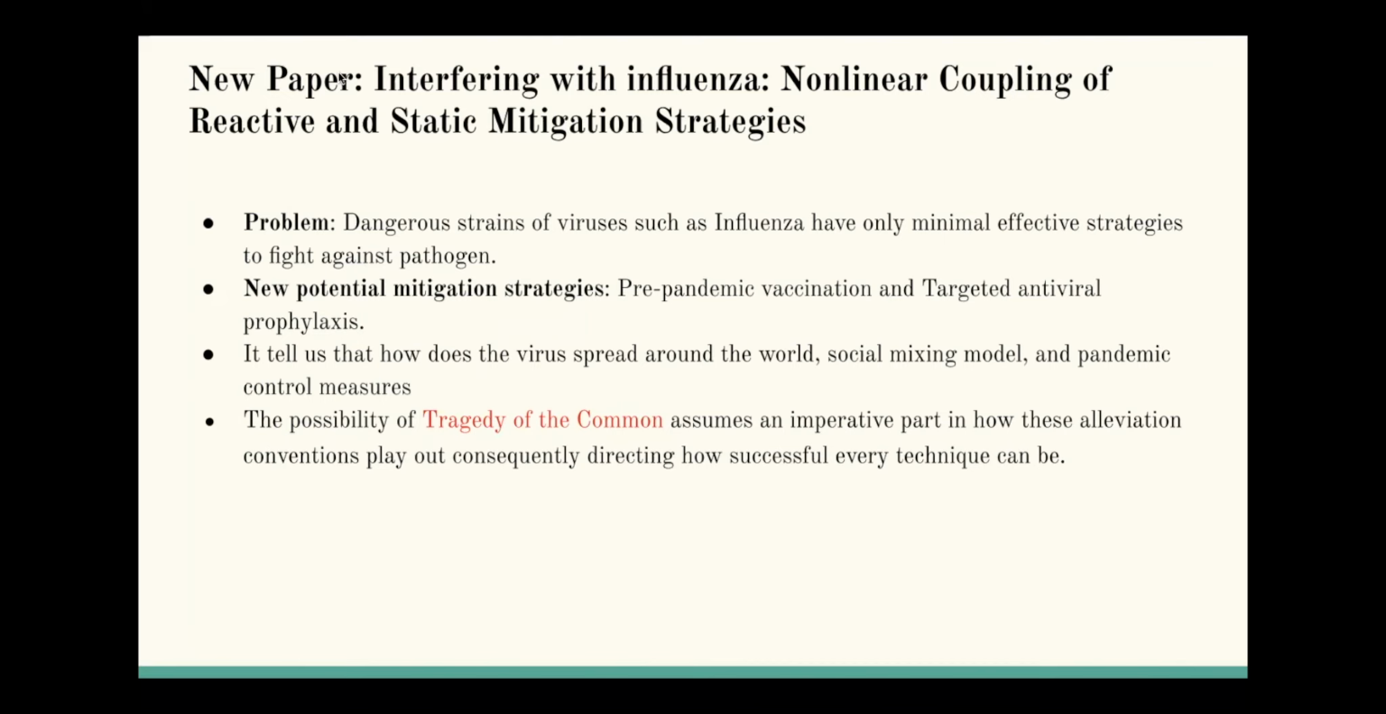In this paper, the researchers developed an intricate model relating to a simulated influenza pandemic in Australia that involved integrating a combination of pre-pandemic vaccinations and targeted antiviral prophylaxis. Some of the components that were incorporated in this model related to Tanzeel's viral propagation methods. Also, the pandemic control measures relate to the types of protocols that were used in this particular model. The possibility of tragedy of the commons assumes an imperative part in how these mitigation protocols play out, consequently directing how successful every technique can be.